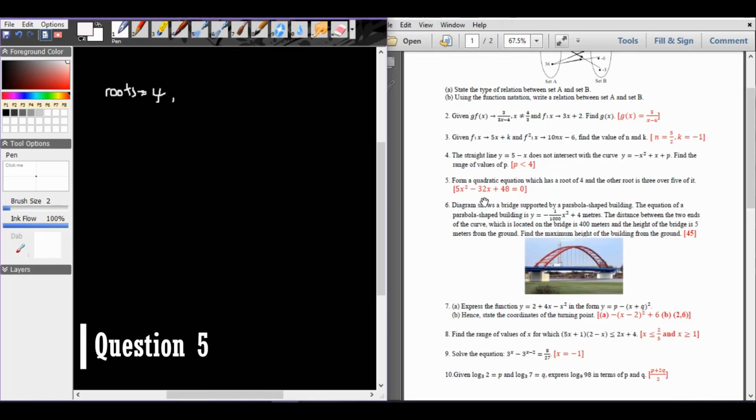Number 5. Form a quadratic equation which has a root of 4 and the other root is 3 over 5 of it. So you are given one root is 4. Another root will be 4 times 3 over 5, then you will have 12 over 5. So you are given two roots. Then we can form the equation by using these roots.